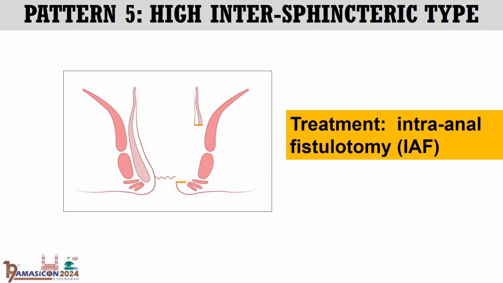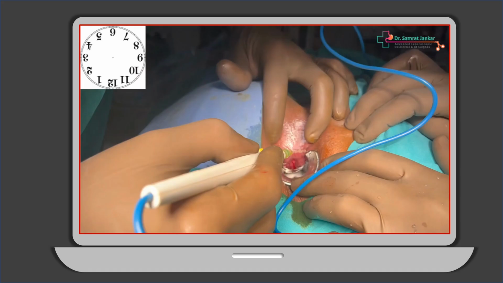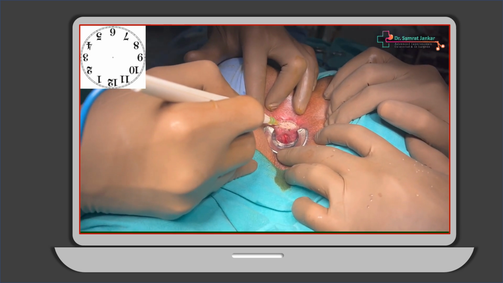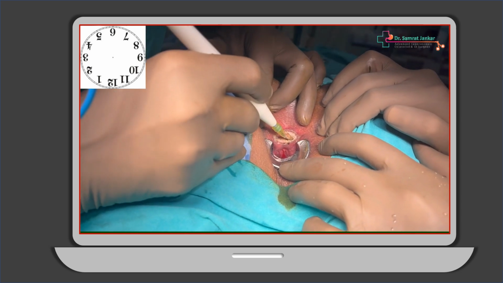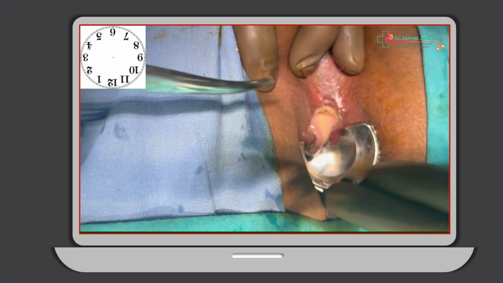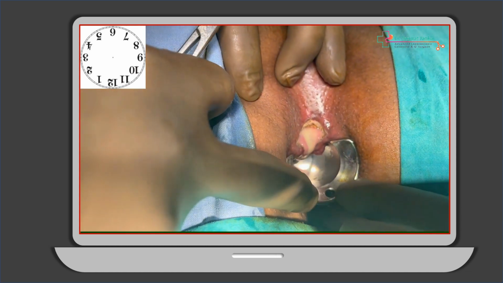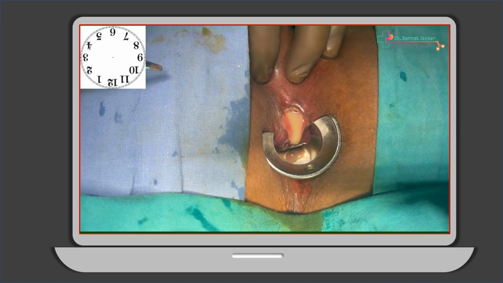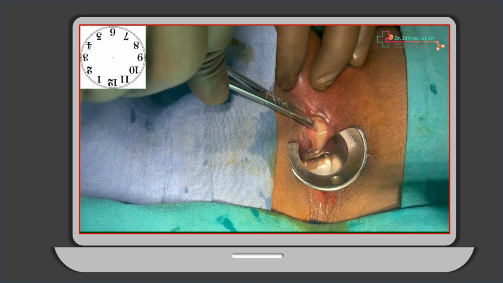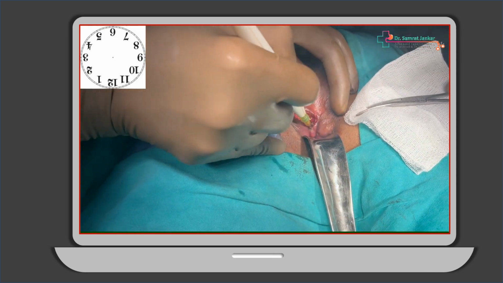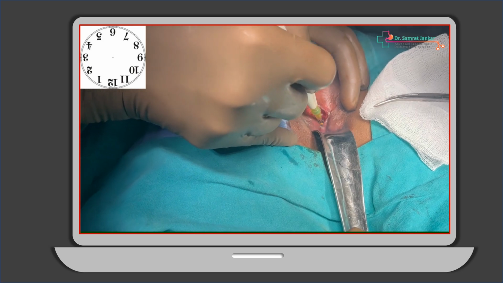We marsupialize the wound and thoroughly debride the intersphincteric area, and we open the deep intersphincteric space. We are going into the intersphincteric space. At the level of the dentate, once we reach beyond the dentate, the pus is coming. So we drained out the pus completely, and after that we have done a proximal intra-anal fistulotomy.